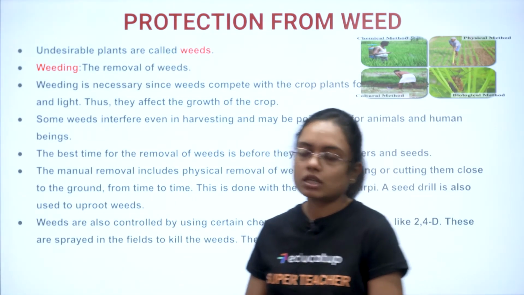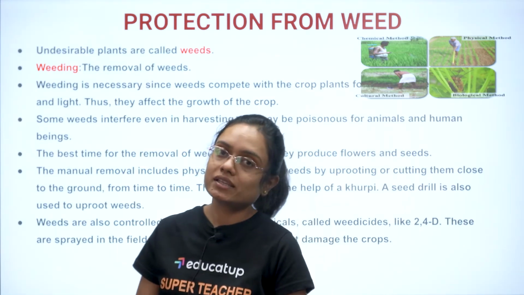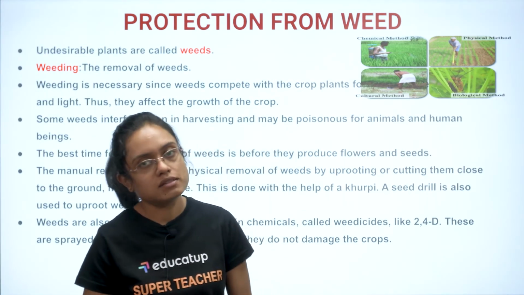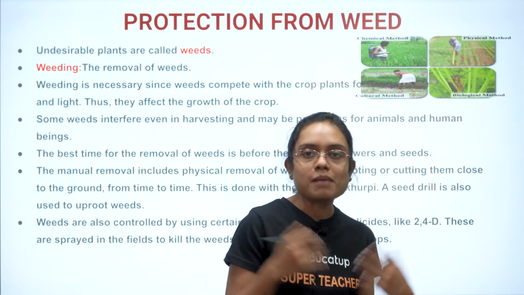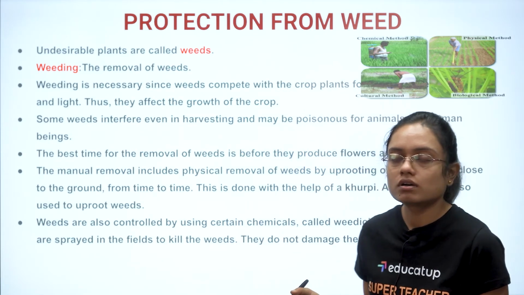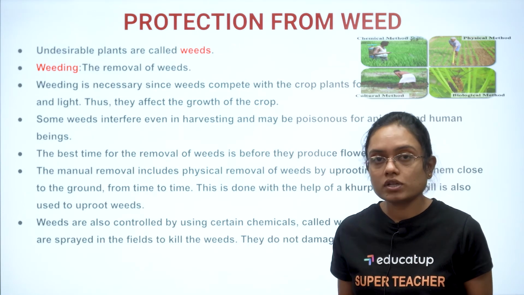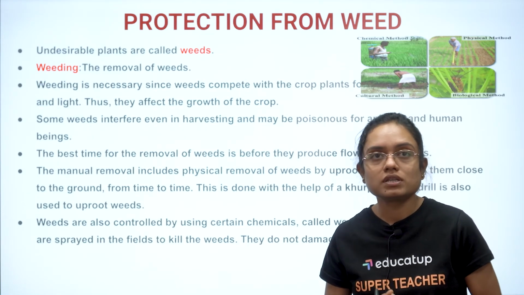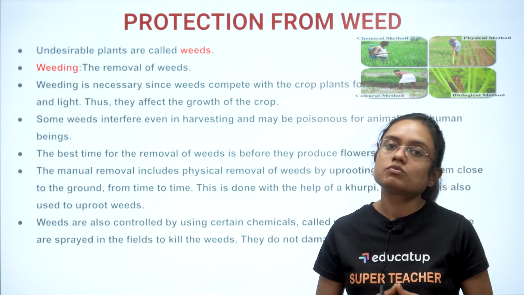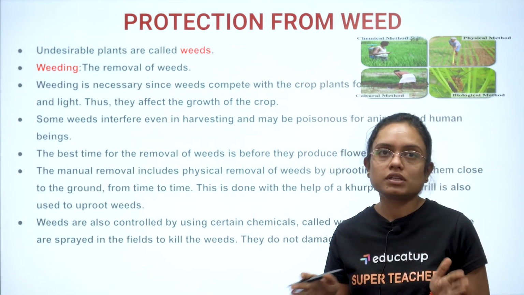Protection from weed. Now what is weed? Weed is an unwanted harmful plant which grows by itself with your useful crops. आप कुछ नहीं करते हैं, आपने कुछ नहीं प्रोवाइड किया है, तब भी वो ऑटोमेटिकली उग जाते हैं. They are unwanted and they are harmful. They are known as weed. Now weeding is the practice of removal of the weeds. Weeds को हटाना weeding होता है.